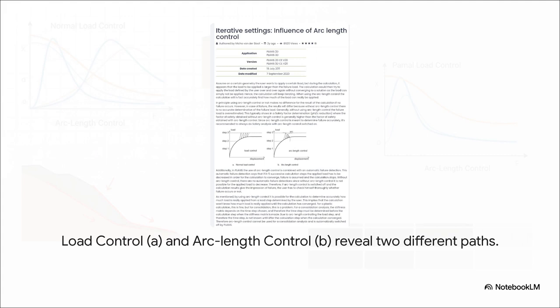All right, check this out. This image right here just nails the whole problem. The top curve, that's your normal load control. The bottom one, that's arc length control. Now, they both start off looking pretty much the same, right? But just look where they end up. It's night and day. We're not just looking at two different paths here. We're looking at two totally different stories of what failure actually looks like.